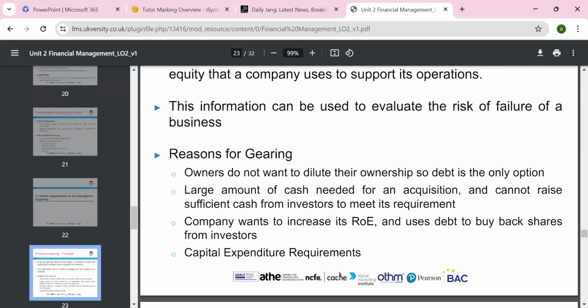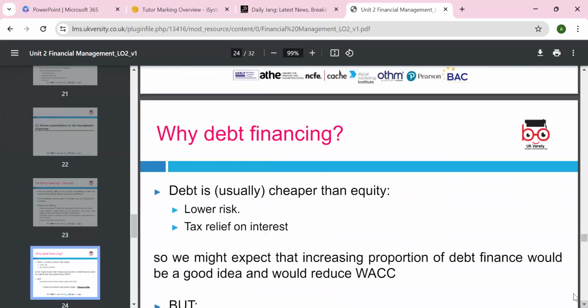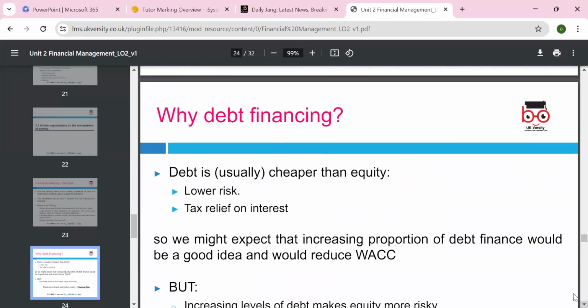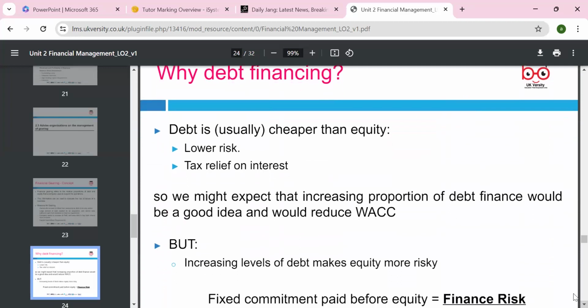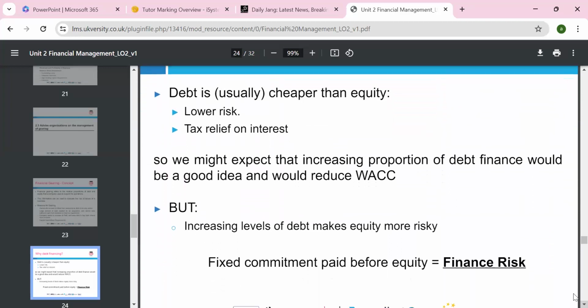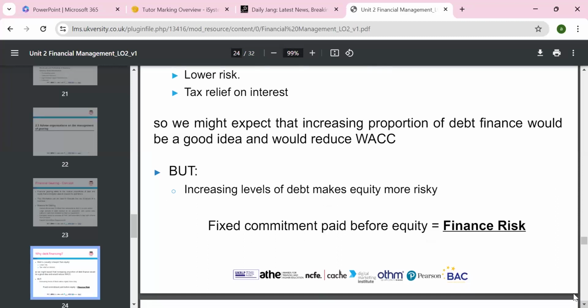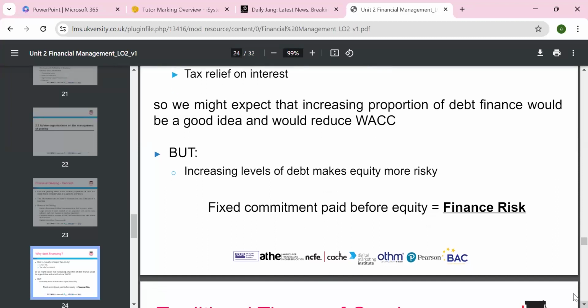The company cannot raise sufficient cash from investors to meet the requirement. The company wants to increase return on equity and uses debt to buy back shares and for investment. We can look at the capital expenditure requirements. We can look at why debt financing is cheaper than equity: lower risk and tax relief on the interest. So we might expect to increase the proportion of debt finance, which would be ideal and will reduce the weighted average cost of capital.